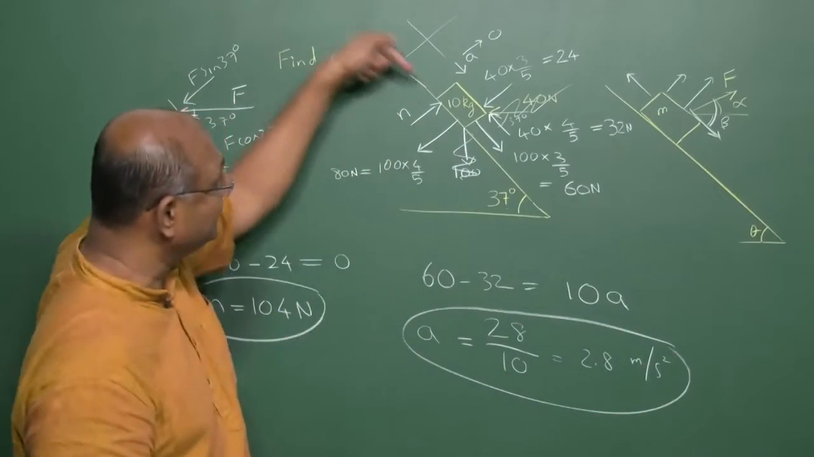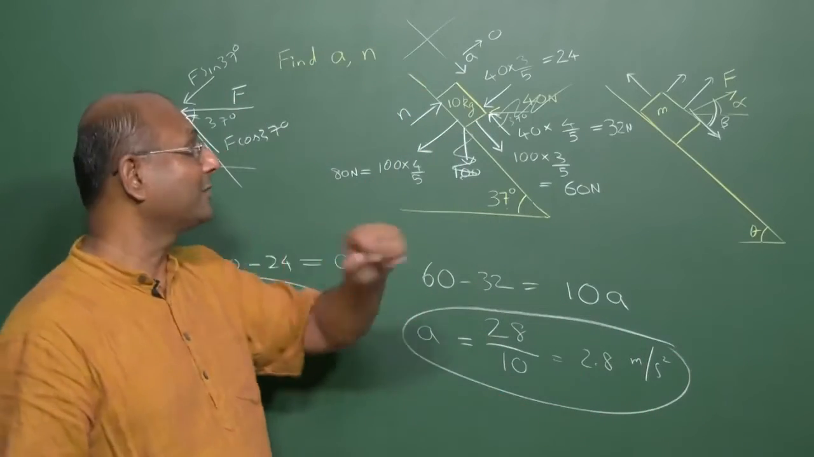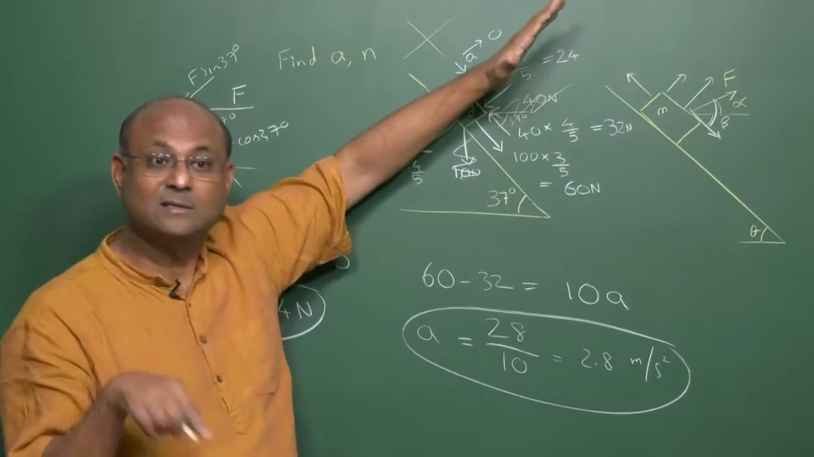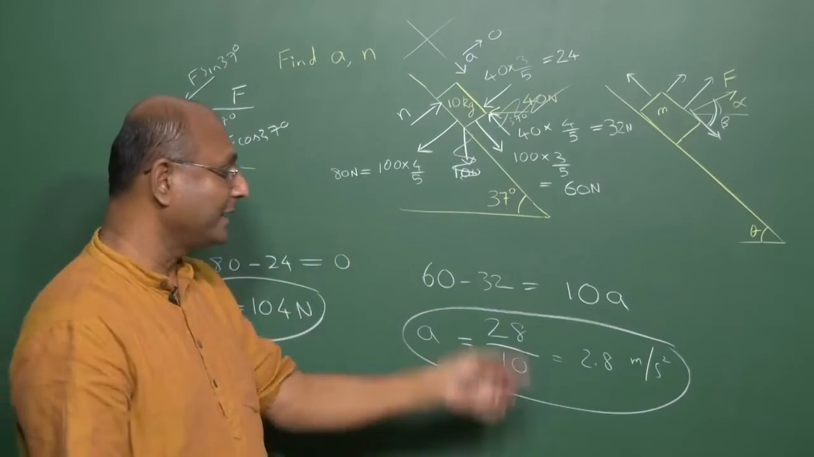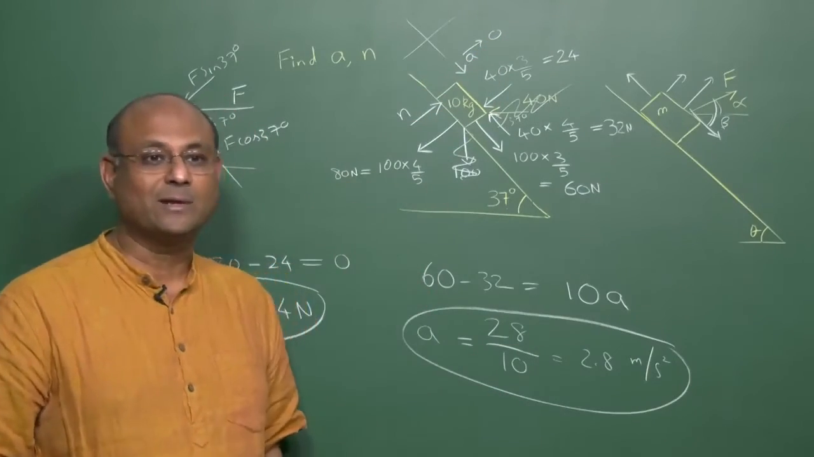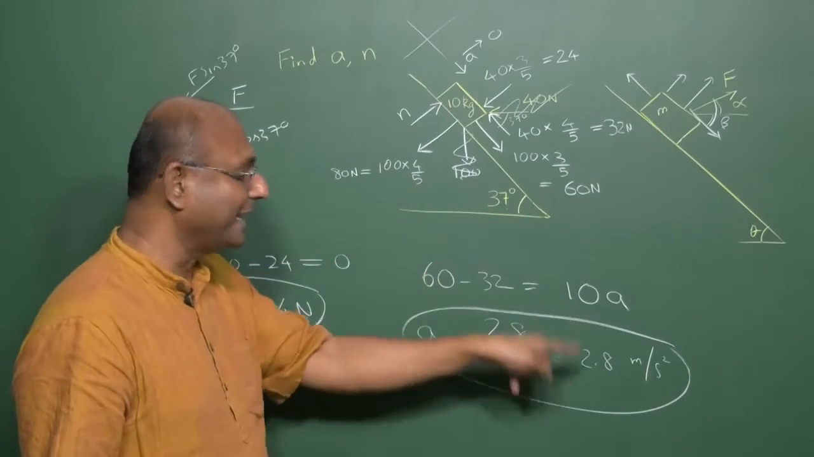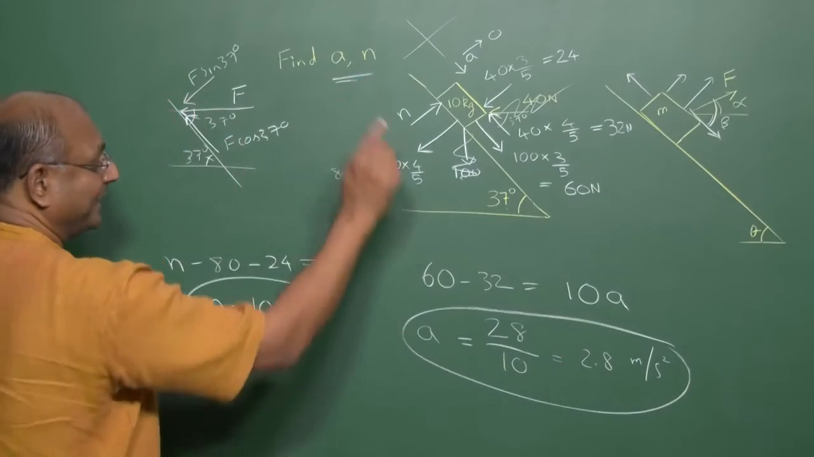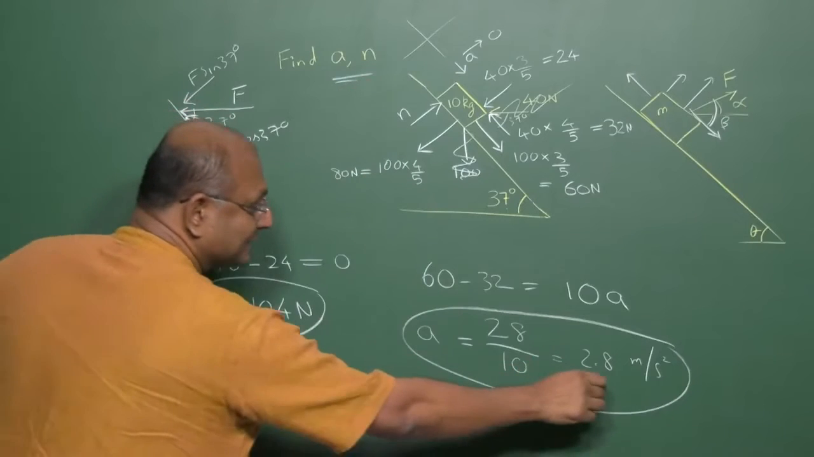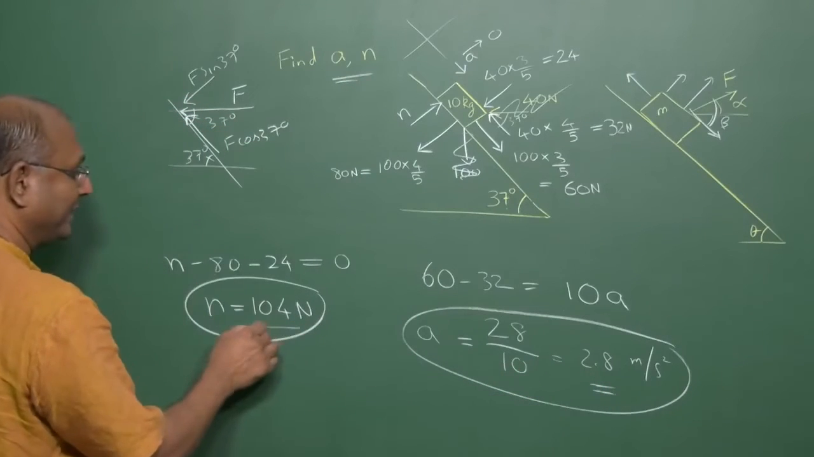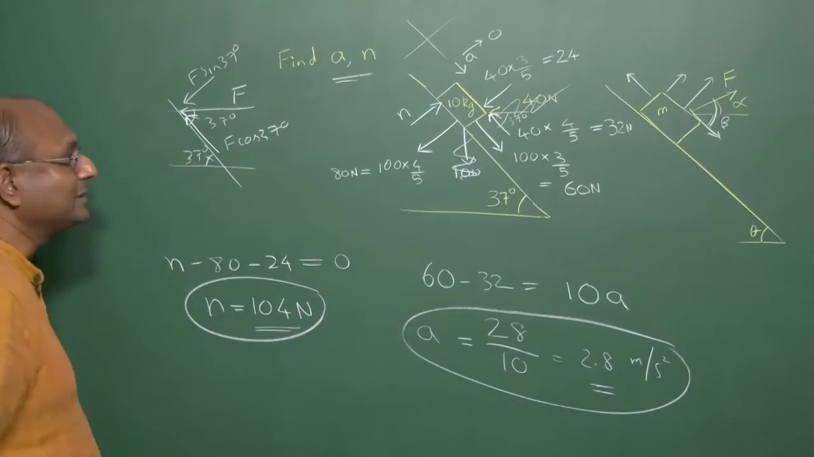What is the acceleration in this direction? 2.8 meters per second square. What is the acceleration in that direction? 0. What is the overall acceleration? 2.8 meters per second square. So I only need to find this to find the acceleration. The question asks me to find a and N. For a, the answer is 2.8, and for N, the answer is 104 newtons. So I hope that is clear.